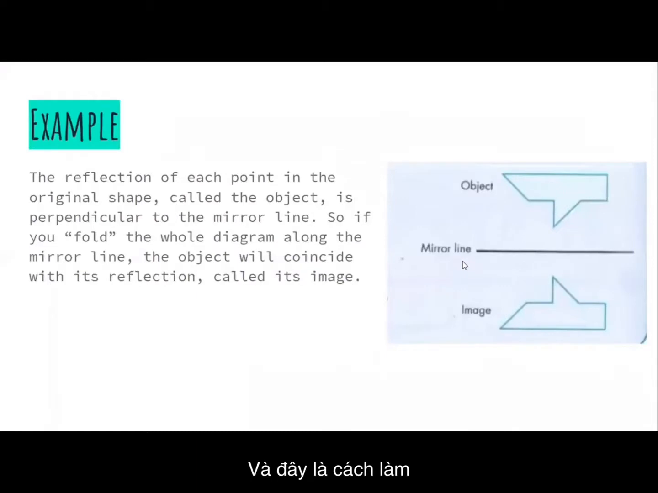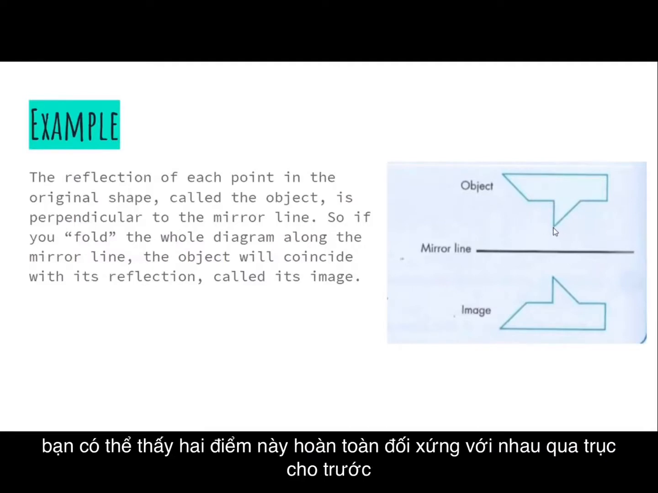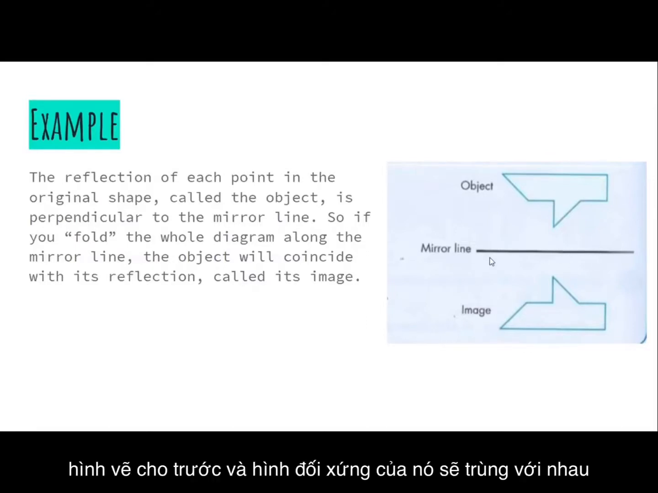So here's the example. The reflection of each point in the original shape, called the object, is perpendicular to the mirror line. You can see here, for example, this point and this point are perpendicular to the mirror line. If you fold the whole diagram along the mirror line, the object will coincide with its reflection, which we call the image.